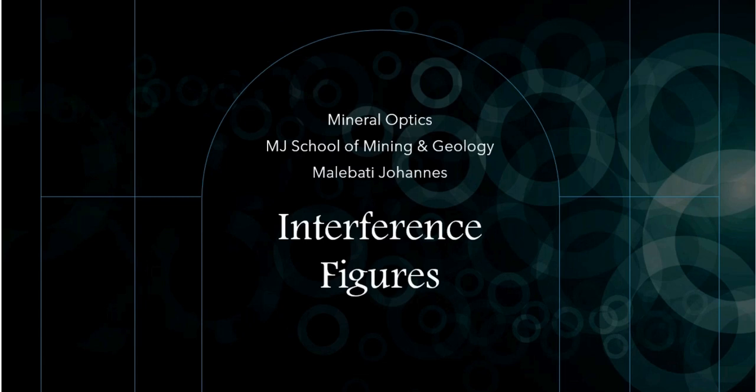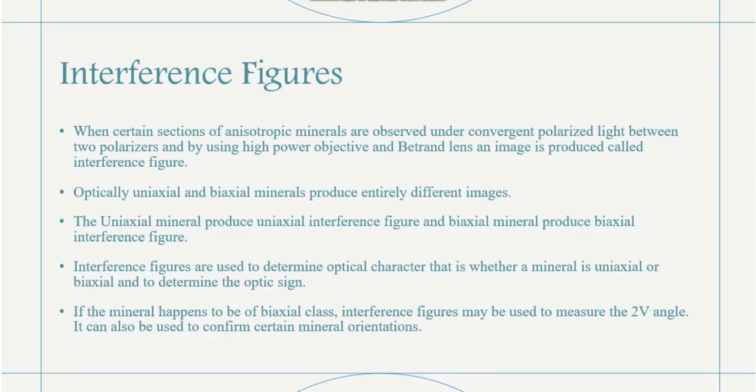So interference figures are nothing but the images which are produced when you have convergent polarized light between two polarizers, and also by using a high power objective and inserting the Bertrand lens. But sometimes you may not insert the Bertrand lens, and you manipulate the ocular.